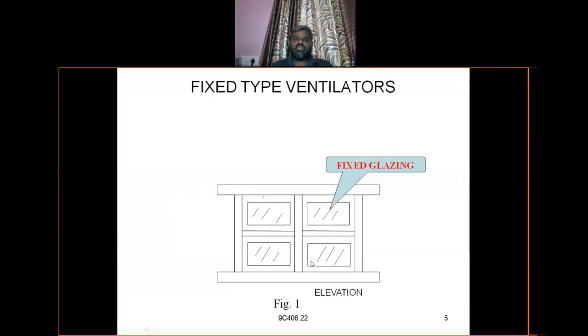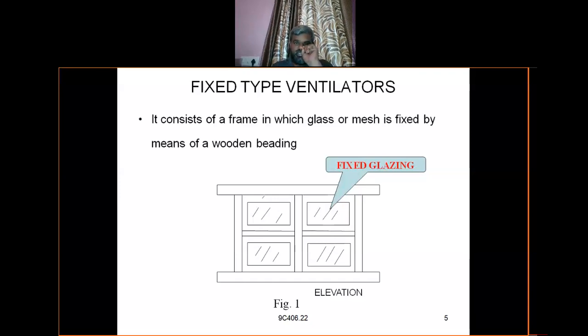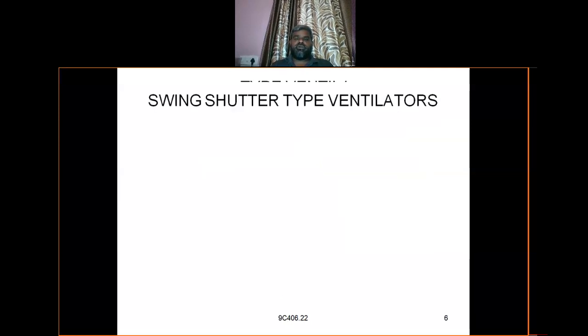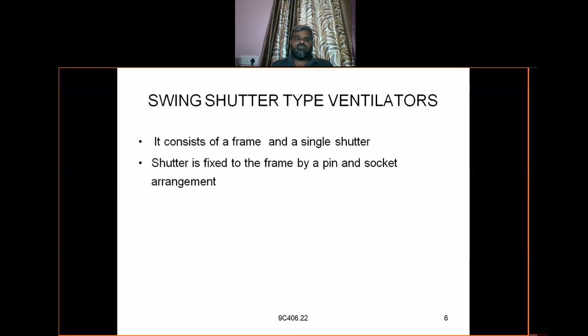Fixed type ventilators means fixed glazing. Ventilators are fixed in the wall. It consists of a frame in which glass, mesh or shutters are fixed by means of a wooden beam, as shown in the figure. Swing type ventilators consist of a frame and a single shutter.